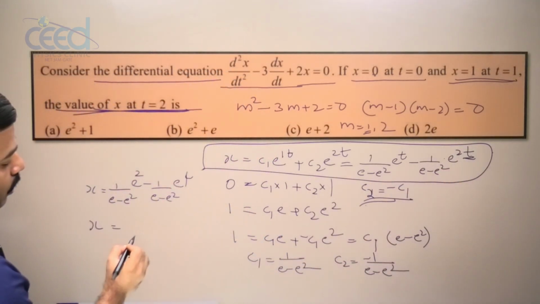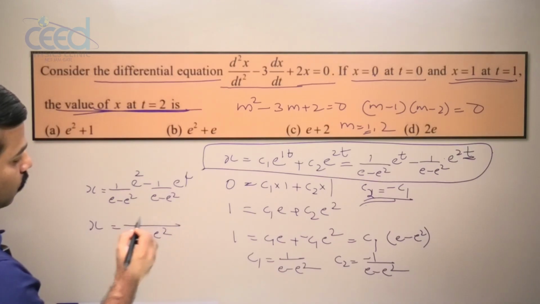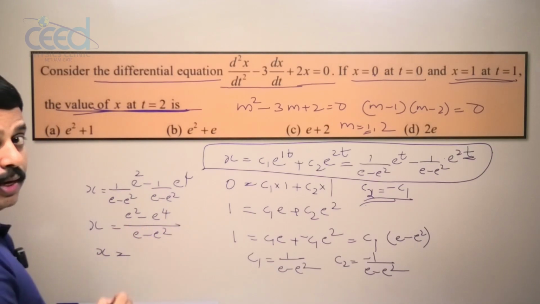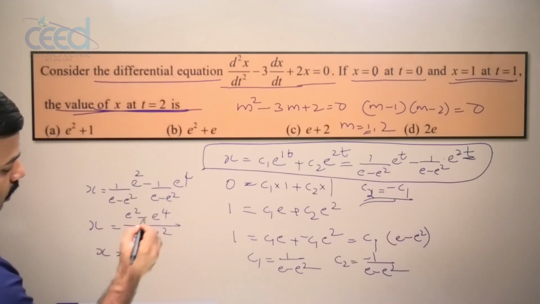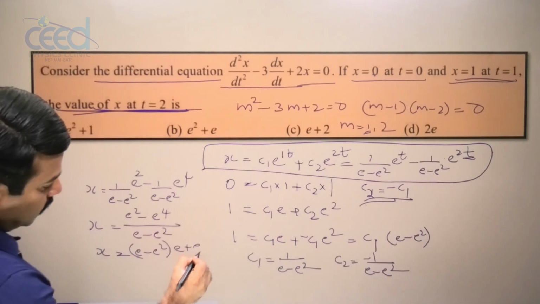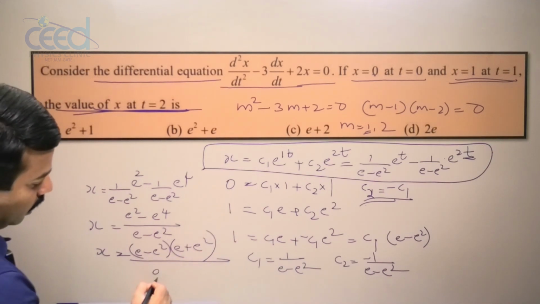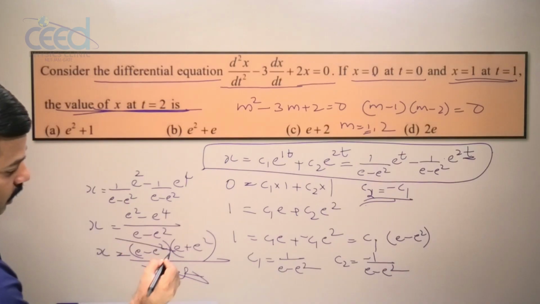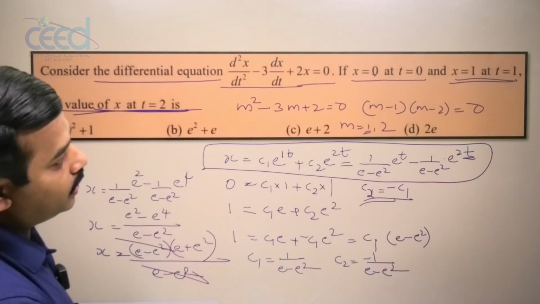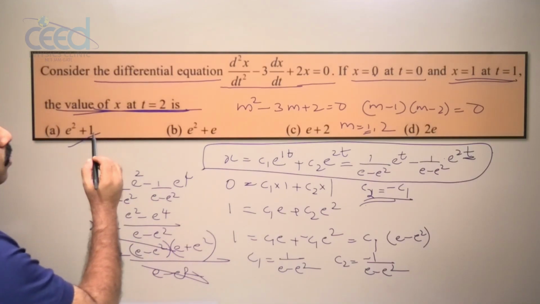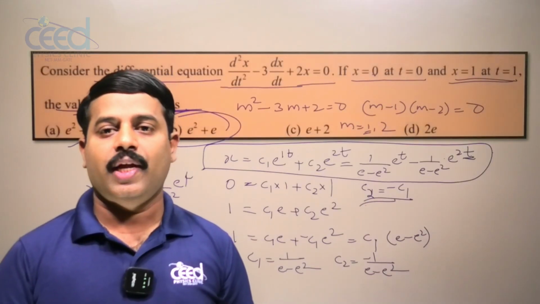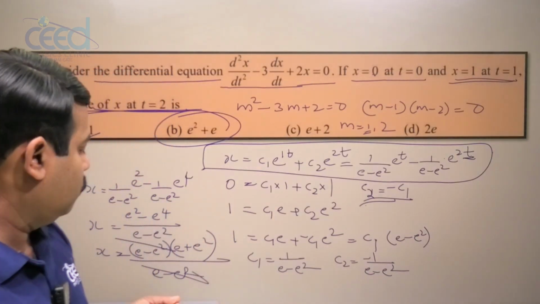Then you can take a common denominator, (e minus e square) into (e square minus e raised to 4). Now using the a plus b into a minus b format, you can write this as (e minus e square) into (e plus e square), divided by (e minus e square). This cancels. Then e plus e square is the answer, right. Then which option? It is e square plus e that is the answer, alright.